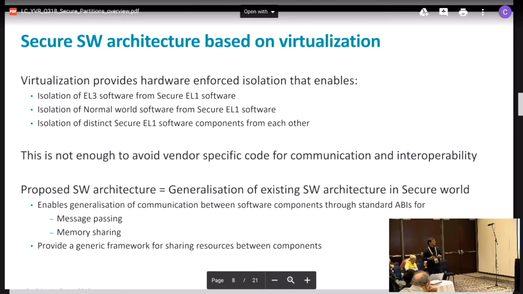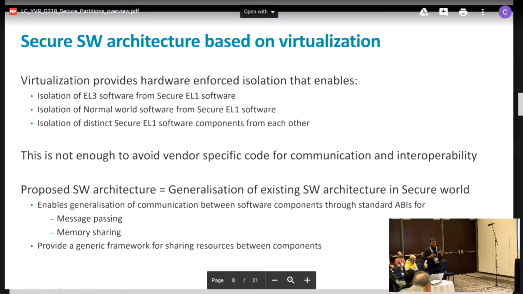And this solves the problem of isolating EL3 from Secure EL1, normal world software from Secure EL1, and distinct software components from each other. But we still have the problem of vendor-specific code for interoperability and communication, right? So what we are saying is, why not have a software architecture which takes the existing secure, non-secure software stack and generalizes the most common things that are done, like message passing between the trusted OS driver in the normal world and the trusted OS, and memory sharing, because is there really a need for differentiation at this level?